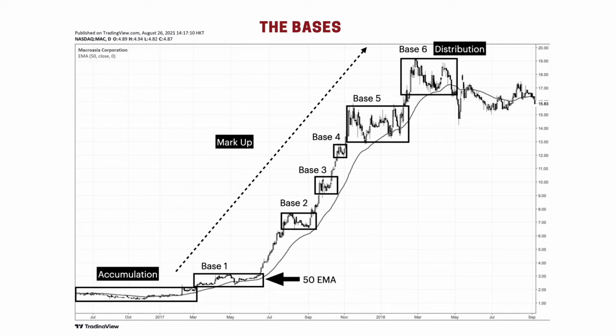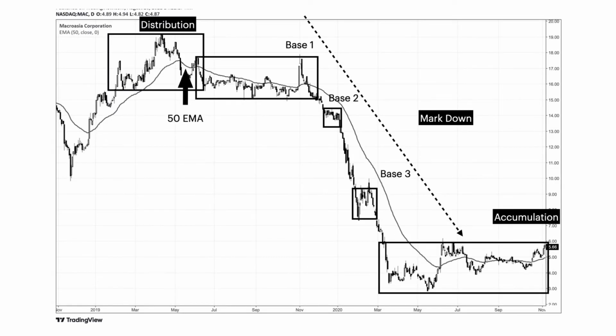The chart shows an example of price moving from accumulation to the markup to the distribution stages, and on the way up, it created 6 bases. Here's another example of a chart where price moved from the distribution stage to the markdown stage to another accumulation stage, and on the way down, it created 4 bases.